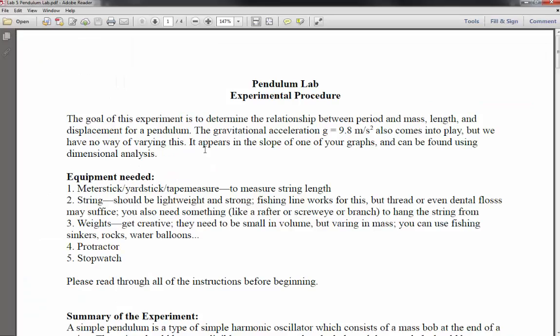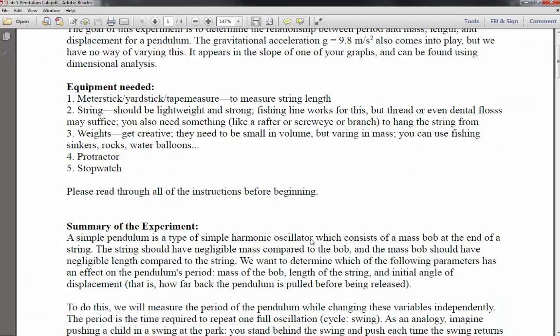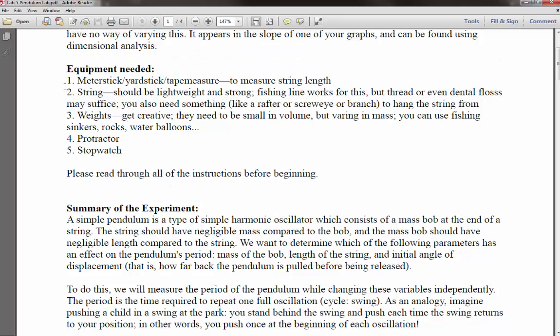So let's go ahead and read what our experimental instructions are to get us started. After looking through the equipment that we need, we could read a summary of the experiment. It says a simple pendulum is a type of harmonic oscillator which consists of a mass bob at the end of a string. The string should have negligible mass compared to the bob, and the mass bob should have negligible length compared to the string. Okay, so it sounds like you need to have a mass at the end of a string.